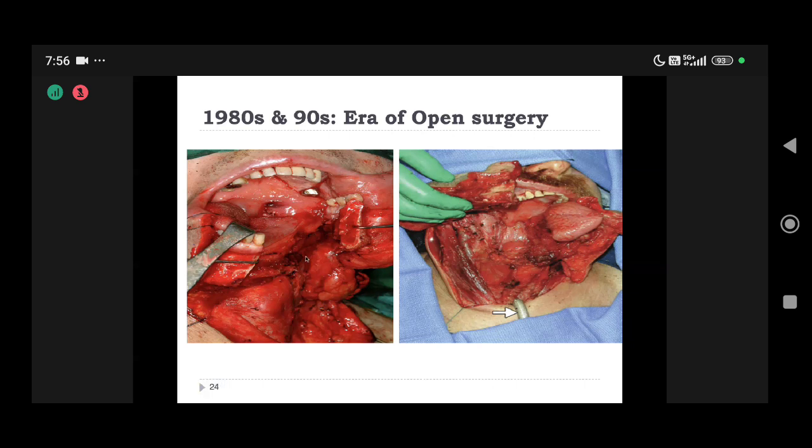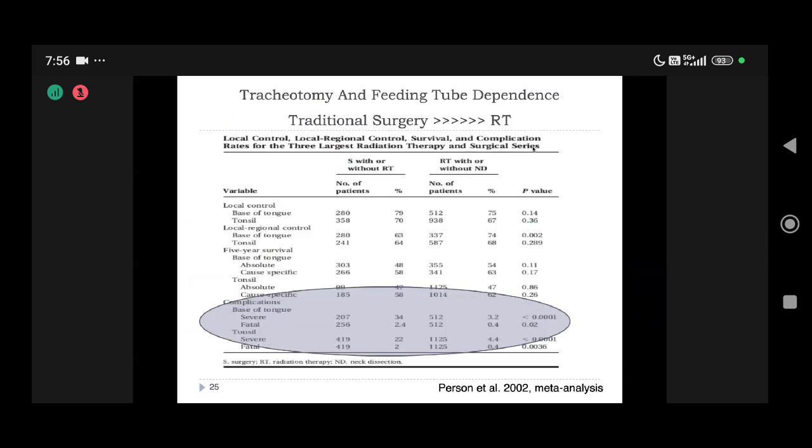They couldn't take orally, there were mandibular disjunctions, there was a lot of ORL, patients were PEG dependent, patients were tracheostomy dependent. So they did well, they did okay oncologically, but functionally they were very poor. And that's why we started moving to radiation.